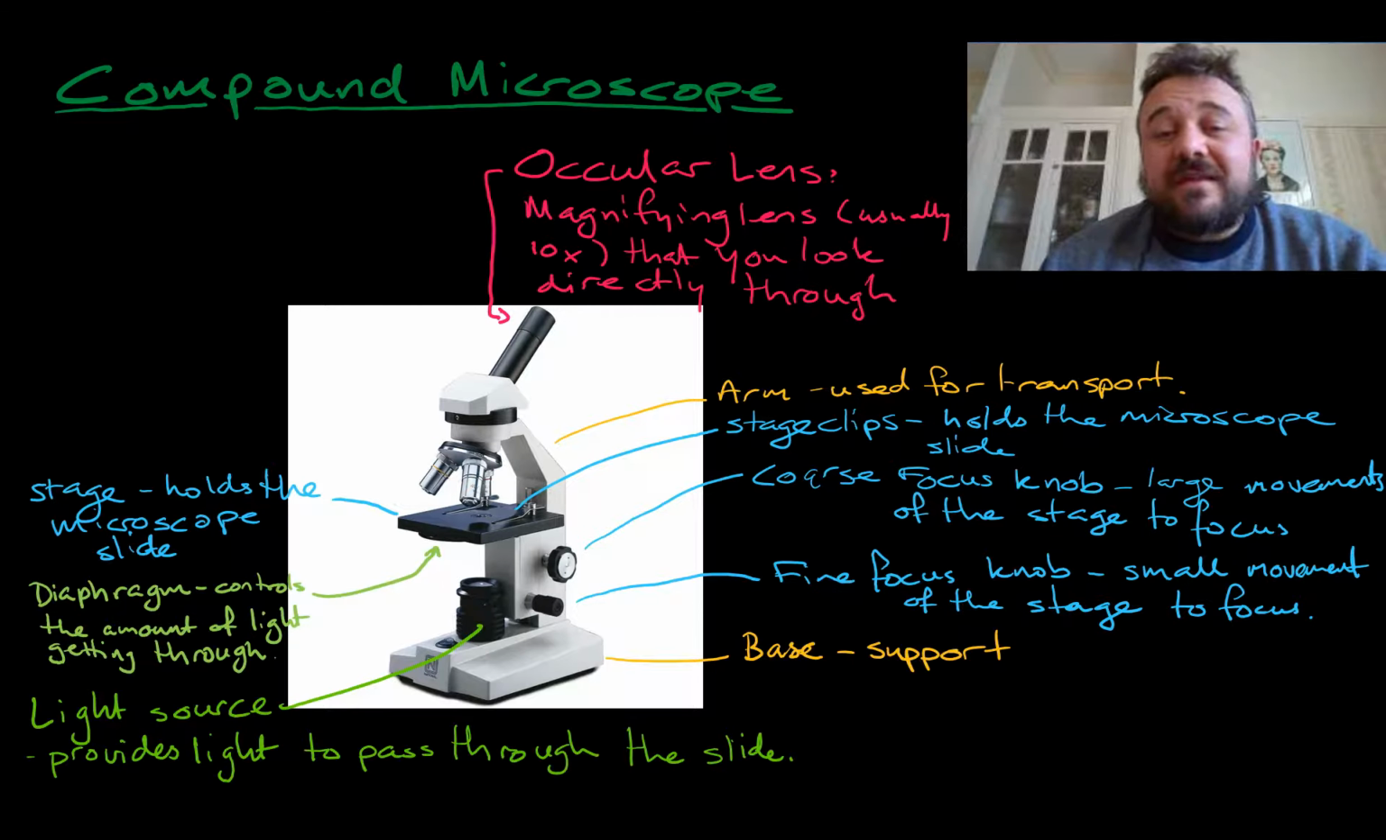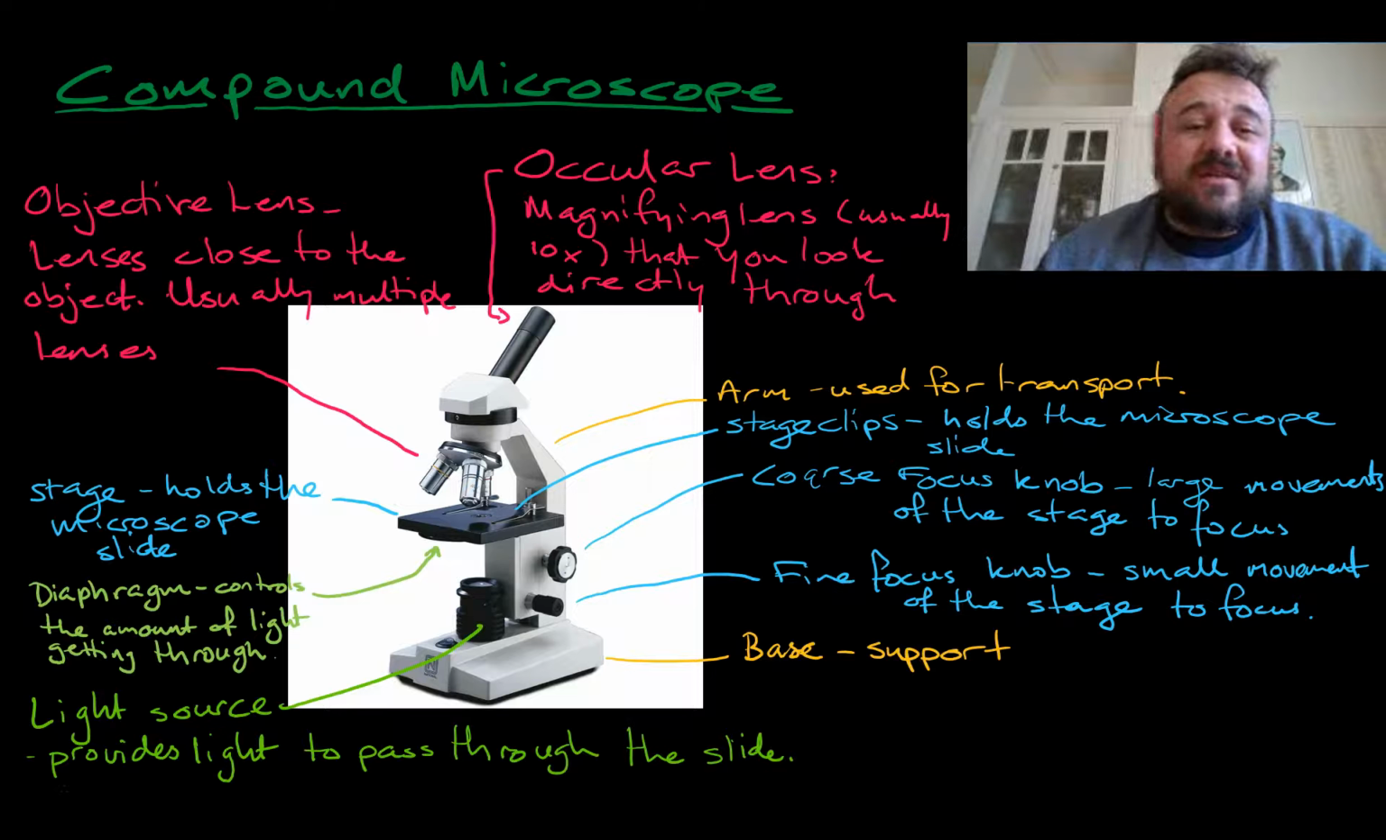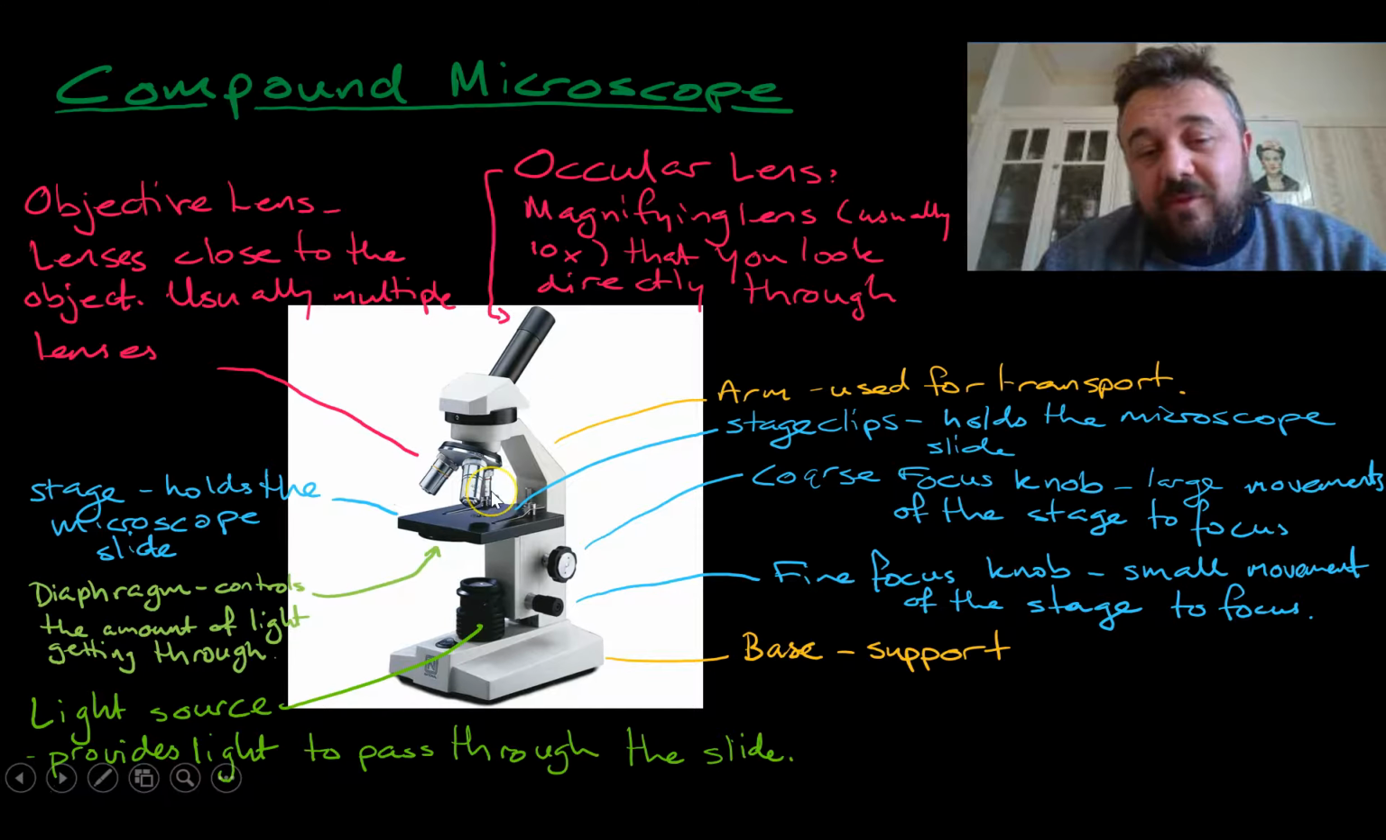We have the ocular lens. It's a magnifying lens that you look directly through. Ocular meaning eye, so it's the eye lens. It's usually a magnification of about 10 times. And then finally we have the objective lens. The objective lenses are the lenses which are closest to the object you're looking at, and there's usually multiple lenses. We've got high power, low power, and sometimes a medium power. The small one here is low, medium, high power lenses.